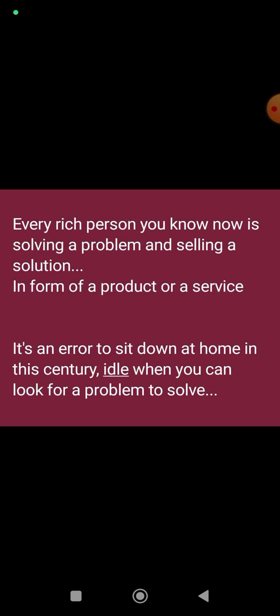Dangote is solving a problem and selling a solution. Every rich person is solving a problem and selling a solution. And that solution is in the form of a product or a service. I need you to get this. It's an error to sit at home idle in this century, where you can look for a problem to solve. It's an error, and you have a smartphone.